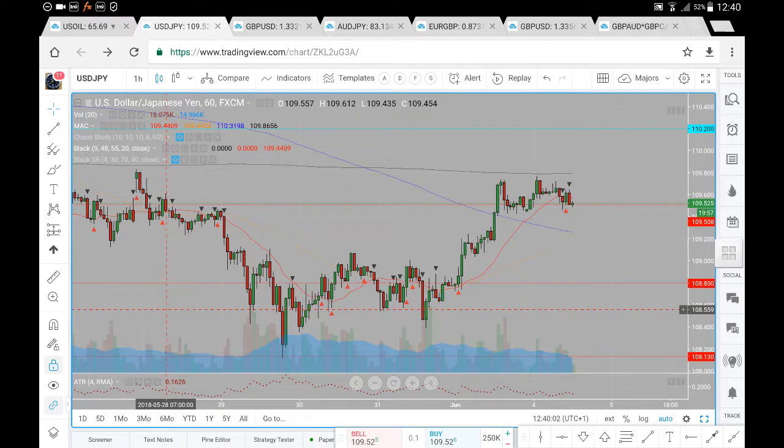So this US dollar Japanese yen analysis for Monday the 4th of June. Now let's just have a look at prices and where prices may likely go. So we had prices test this 108.13. We've had a move back up towards that 108.80.